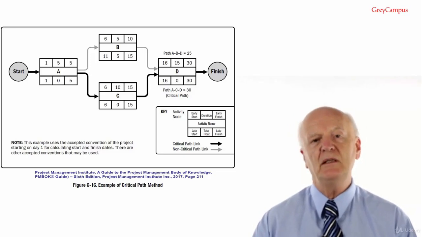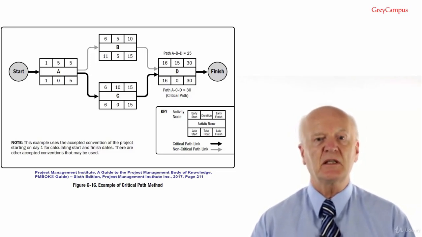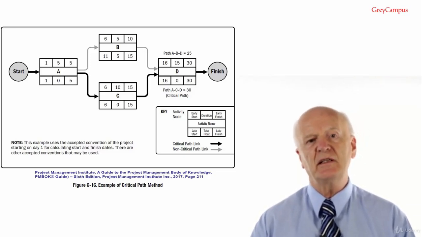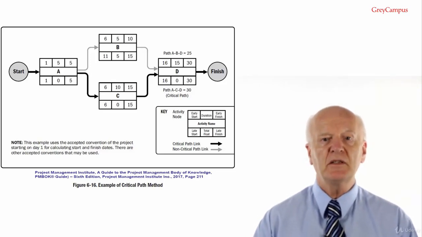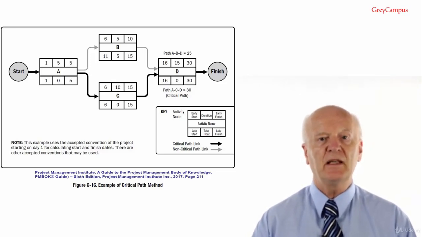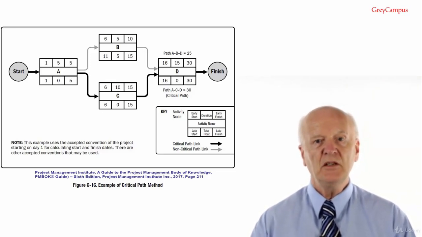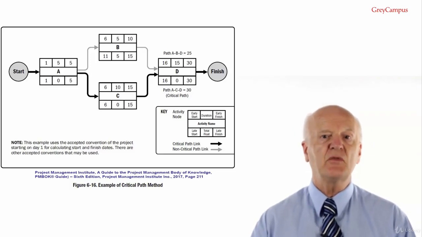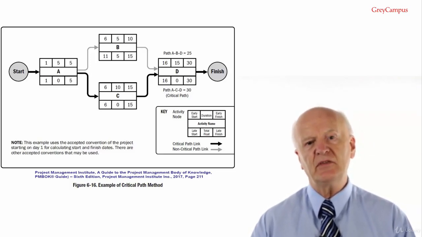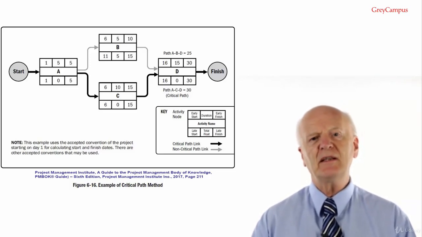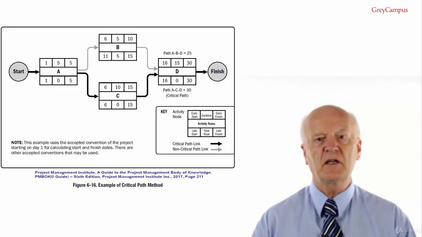With activity B, the early start is 6, and again we write in the duration, which is 5 again, and so the early finish is 6 plus 5 minus 1 equals 10. Then the early start for activity D is 10 plus 1 equals 11. Duration is 15, and so early finish should be 11 plus 15 minus 1 equals 25. But if we look at activity D, all the figures are higher.